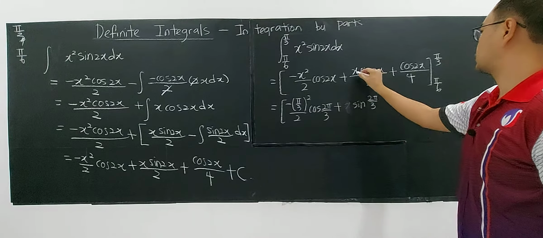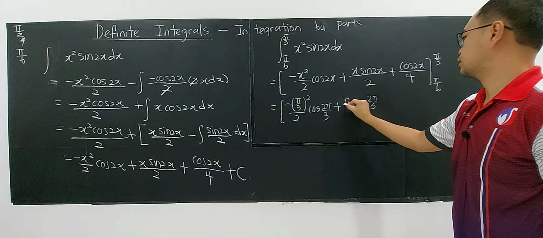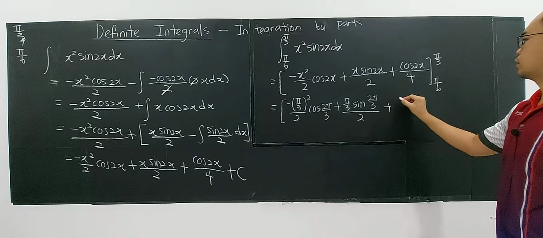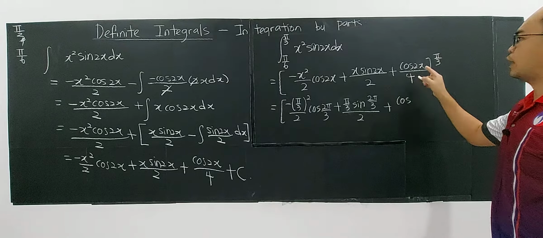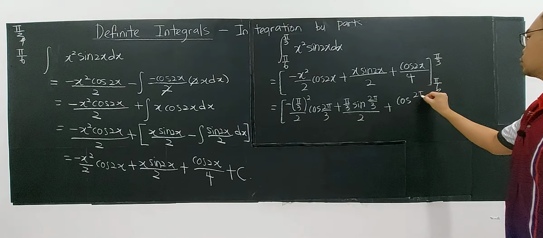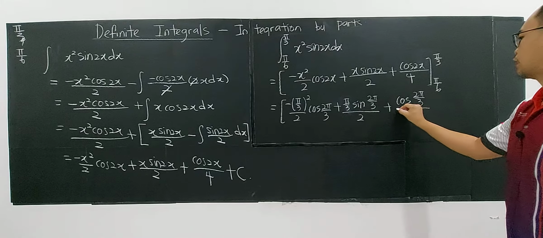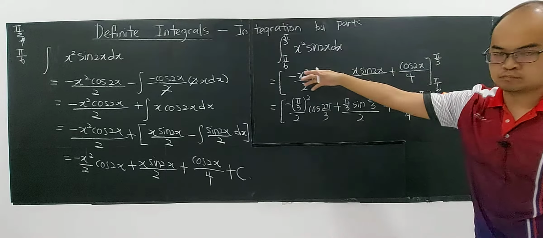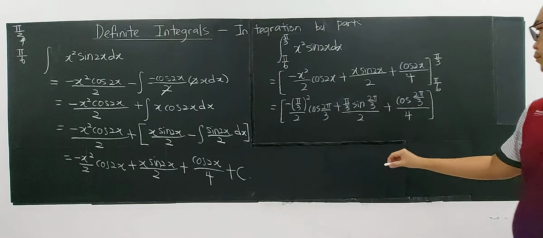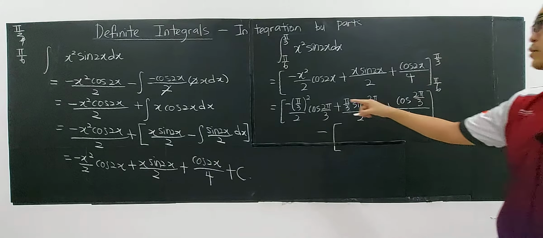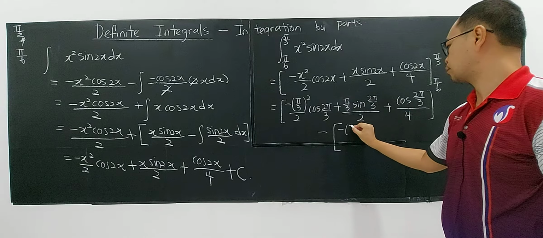Okay, this one you will change to become pi over 3, right? Pi over 3 over 2 plus cos 2x, right? So 2 pi over 3 also, 2 pi over 3 divided by 4. Okay, you have substituted pi over 3 in. Now you have to subtract with pi over 6. Repeat the same thing, so you just copy down everything.